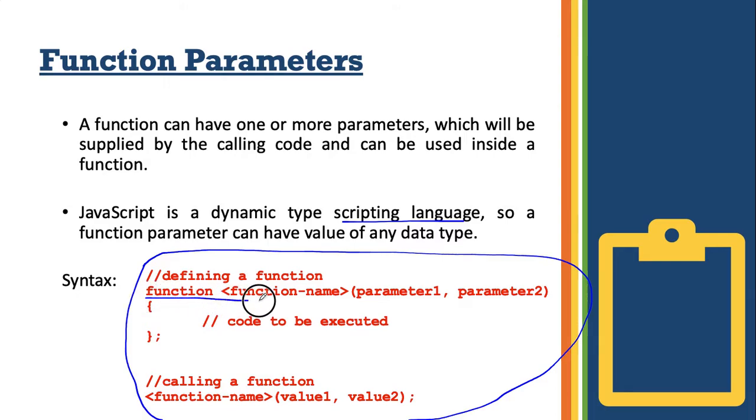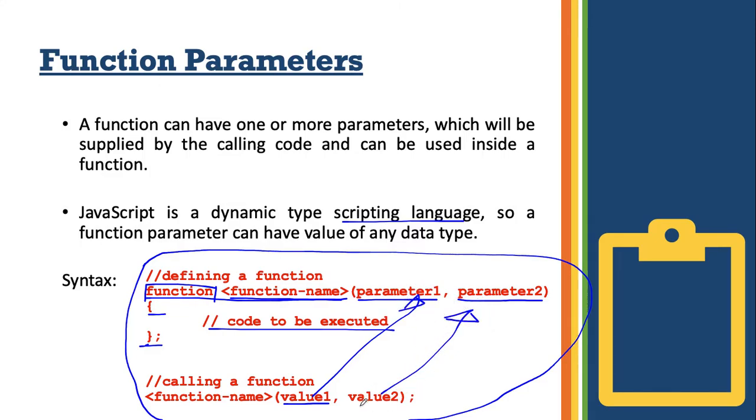We still have the keyword function, then our function name, then parameter one here and parameter two here. Don't forget to put your expression or statements inside the curly braces. In calling our function, it's the same as what we did in our previous video, but here we need to include the values: value number one will be inserted in parameter one, and value two will be inserted in parameter number two. I will show you an example in example number four.